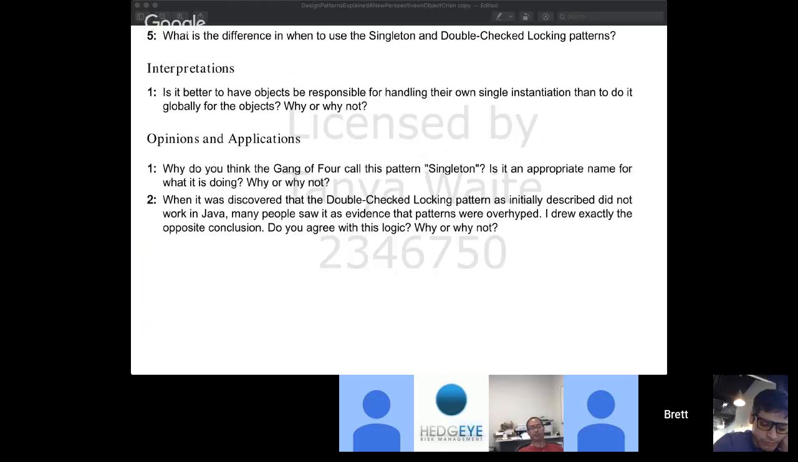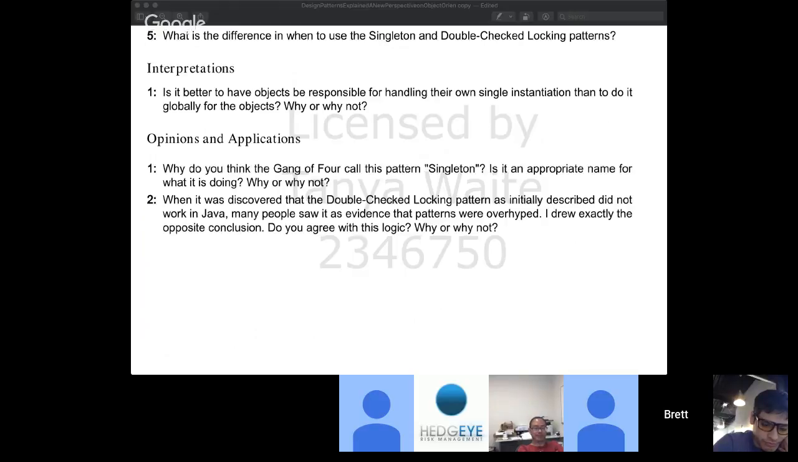Perfect. Why do you think the Gang of Four called this pattern singleton? Is it an appropriate name? I don't know. Anyone have any thoughts about why they called it singleton? Makes sense to me. It's a single object. Yeah. It seems appropriate. It seems to match pretty much what it is.